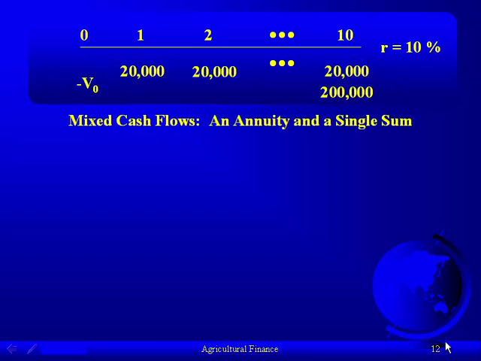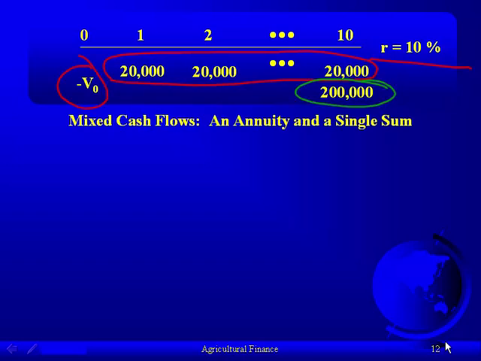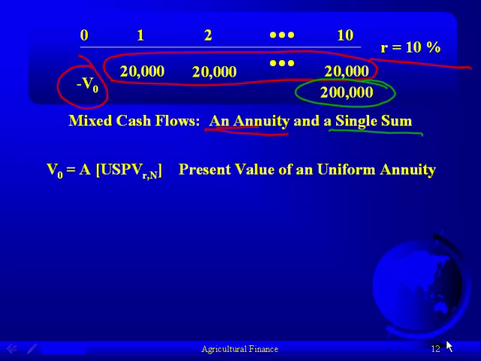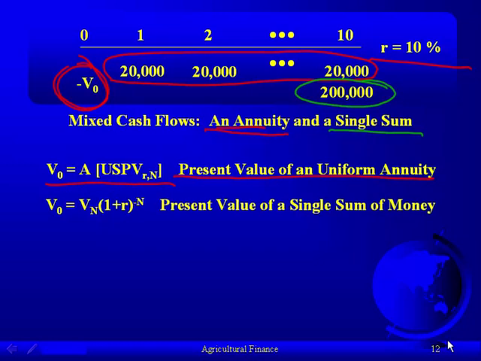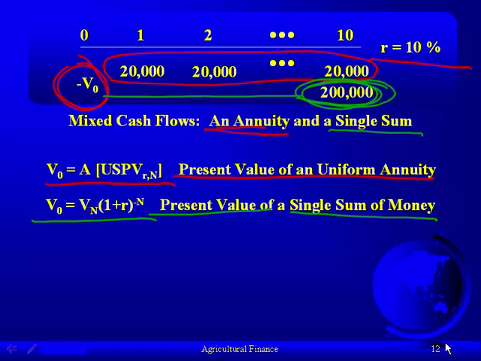Now, you notice that we have an annuity and we have a single sum amount. That's where we said we're going to start using mixed cash flows. This first annuity, notice that we're trying to find the present value of a uniform annuity, so we're going to use the present value of a uniform annuity formula. We also have this $200,000 single sum, and we also want a present value, so we're going to use the present value of a single sum of money formula. And you can go back in your chart and you can see where those formulas are coming from.